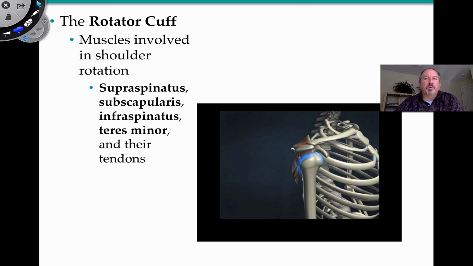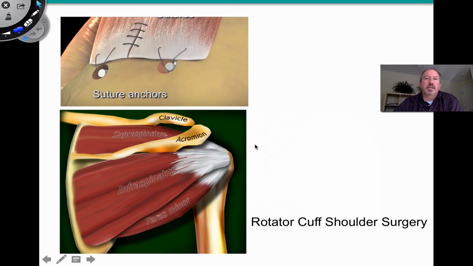You may be familiar with the rotator cuff, or you haven't even considered it, but you may have heard that sometimes athletes will experience injuries. Swimmers will experience injuries to the rotator cuff. Sometimes gymnasts and baseball pitchers will experience this because of the sheer force of the action of throwing a baseball.